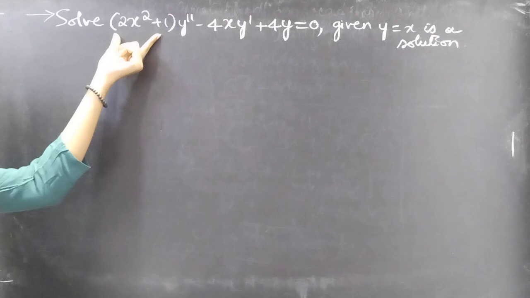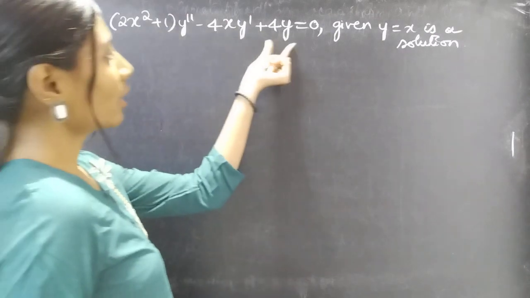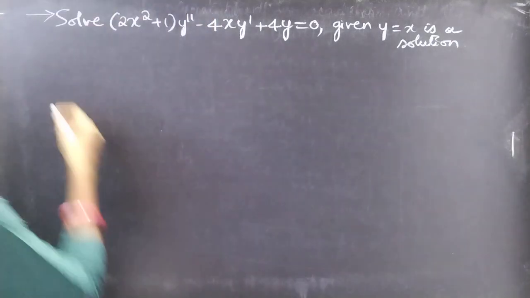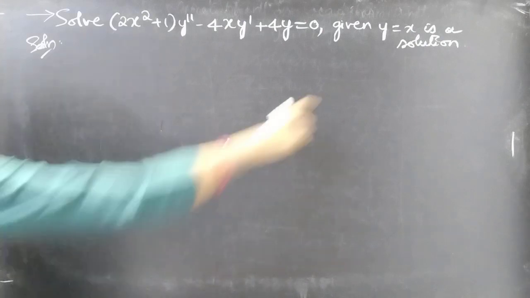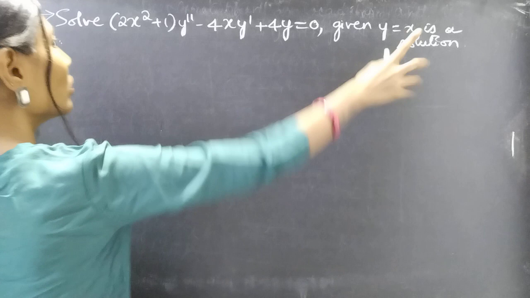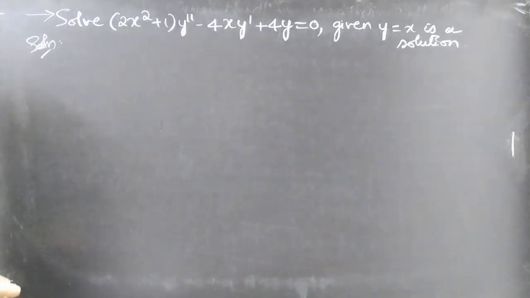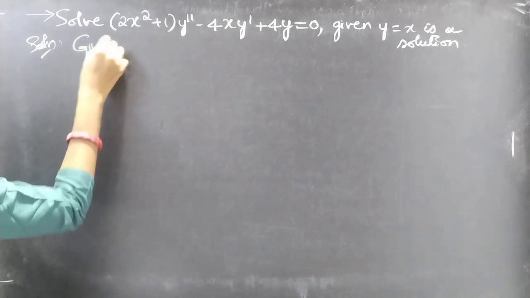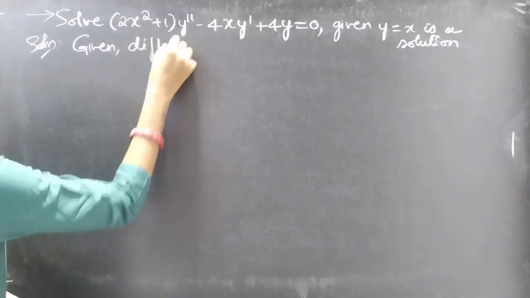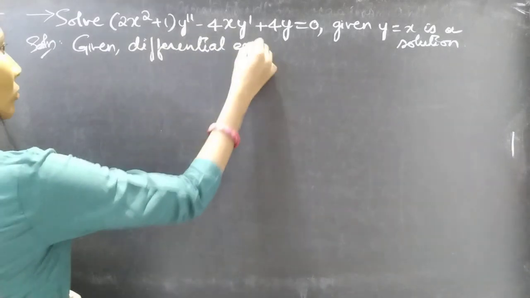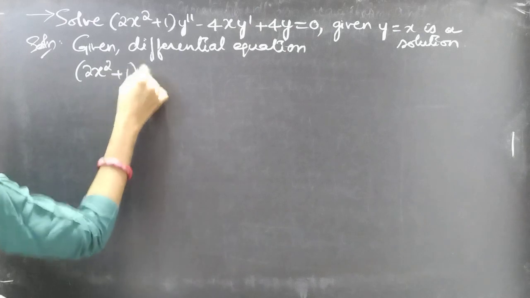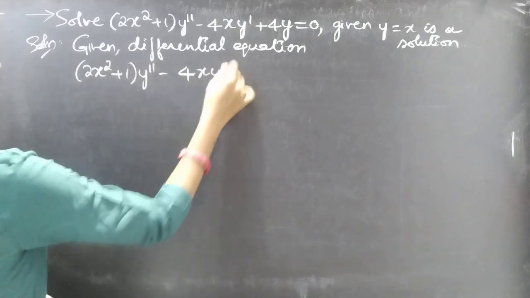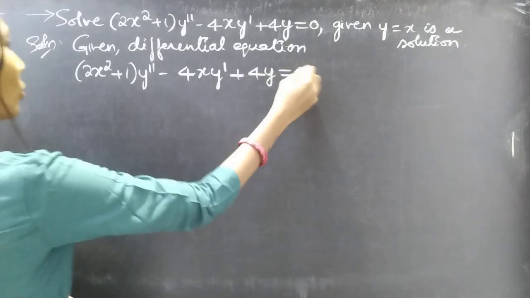Problem: solve (2x squared plus 1) y double dash minus 4x y dash plus 4y equal to 0, given y equal to x is a solution. So here we are given a differential equation and also given y equal to x is a solution. Since we are given y equal to x, it is not necessary to find the complementary function of the given equation using the inspection method. Okay, given differential equation (2x squared plus 1) y double dash minus 4x y dash plus 4y equal to 0.